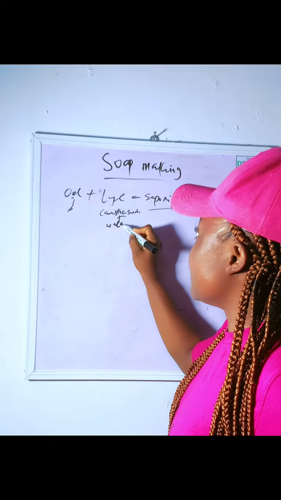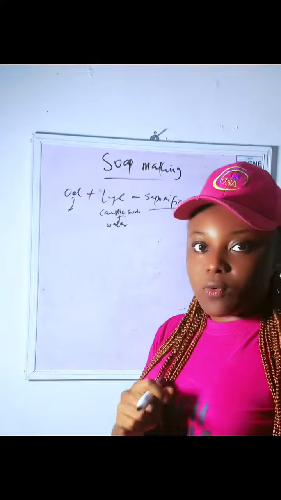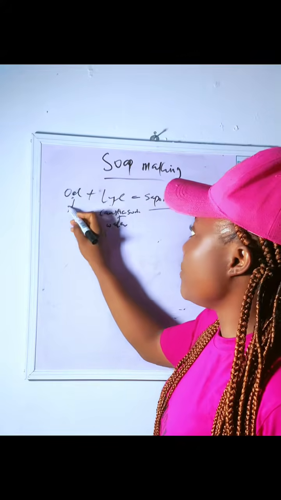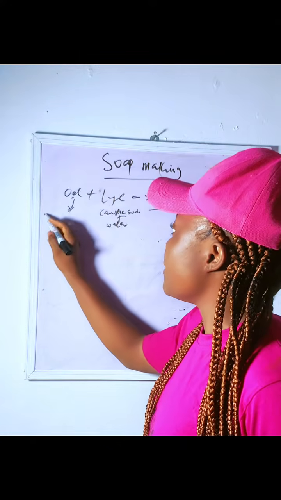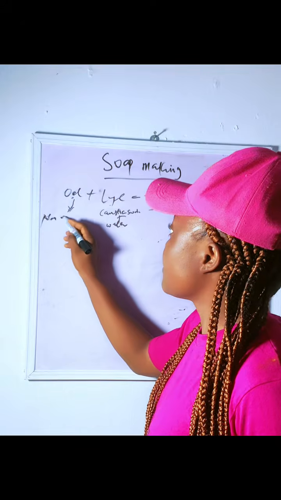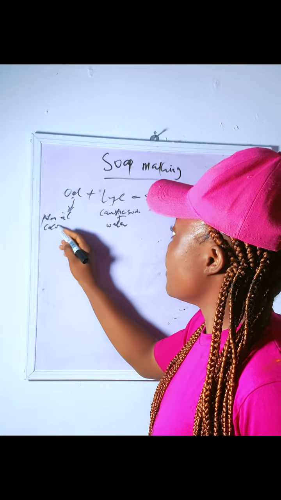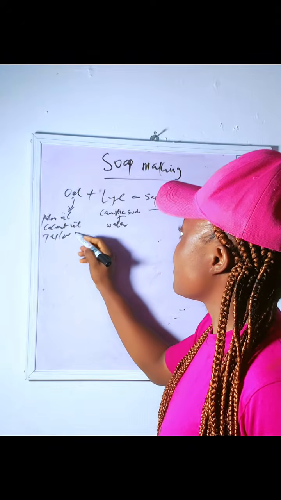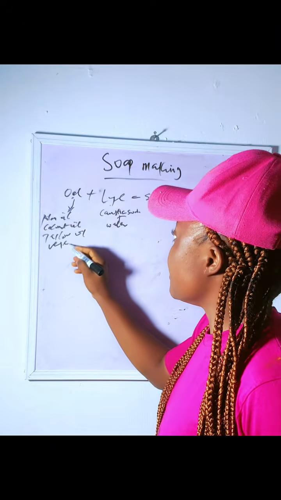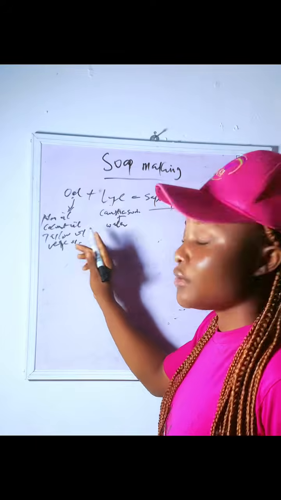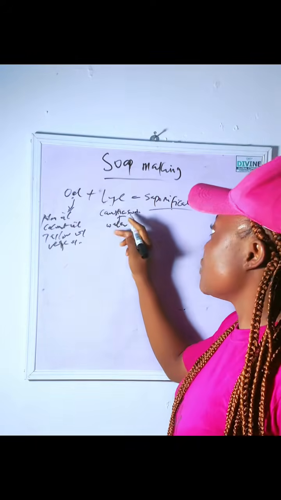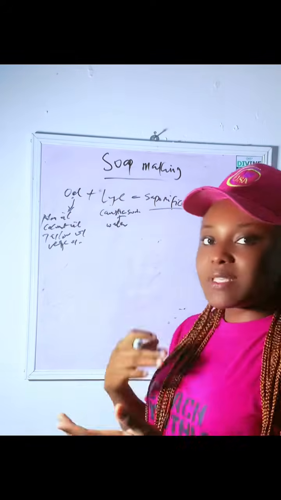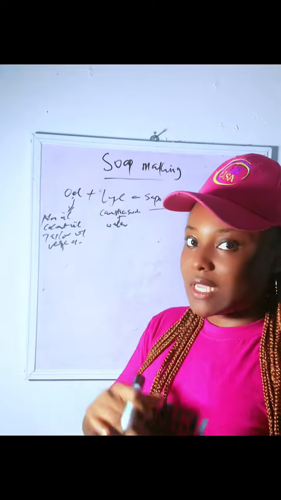plus water. When you dissolve caustic soda in water, it is called lye solution. So let me label the oil. This oil can be palm oil, coconut oil, tallow oil, vegetable oil, any oil at all. Now this caustic soda, please always add the caustic soda into water, not water into your caustic soda.